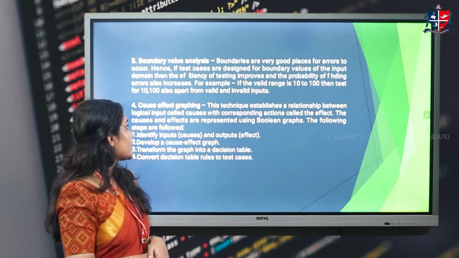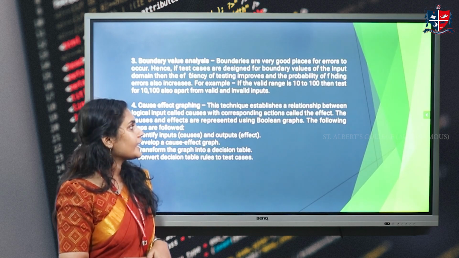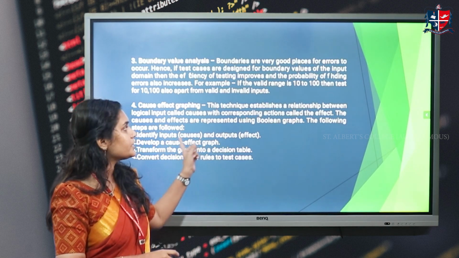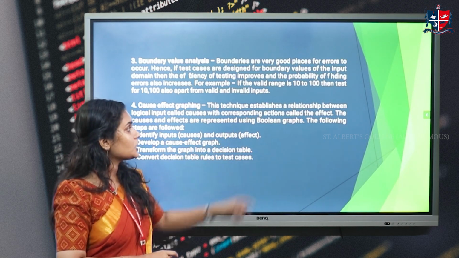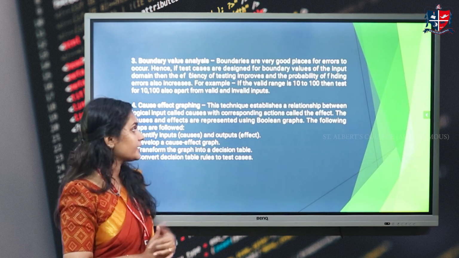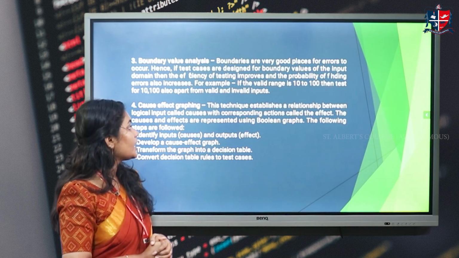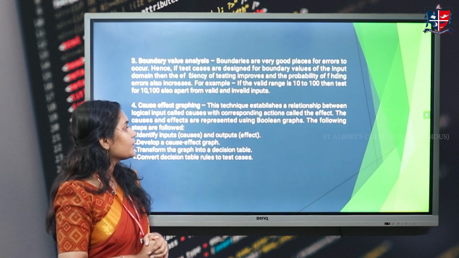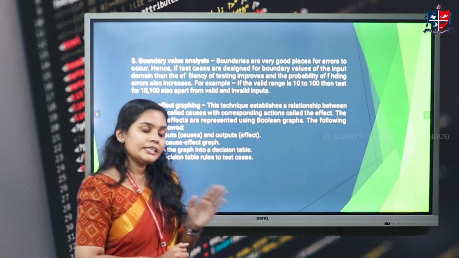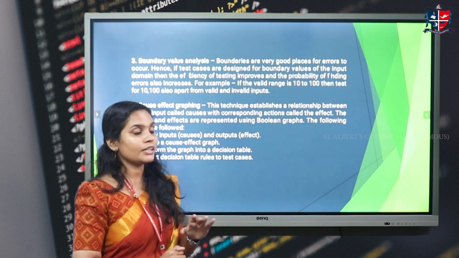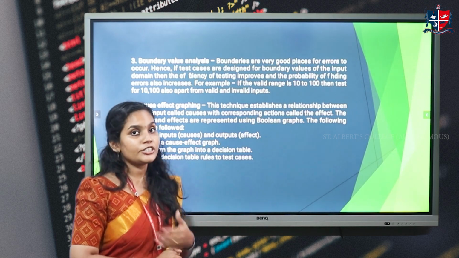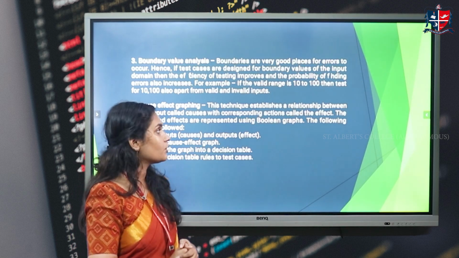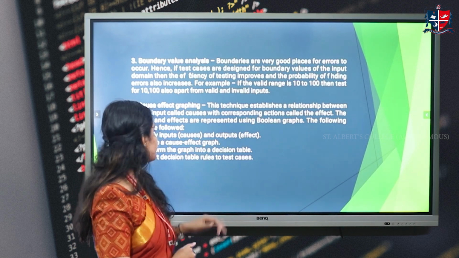Next one is cause effect graphing. This technique establishes the relationship between the logical input causes and the corresponding action, called the effect. The causes and effects are represented using Boolean graphs. Cause effect graphing means this is the relationship between the causes and effects, and the relationship can be represented based on Boolean graphs.